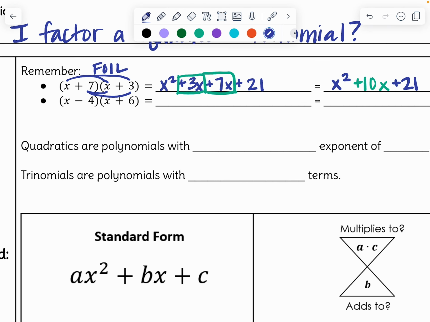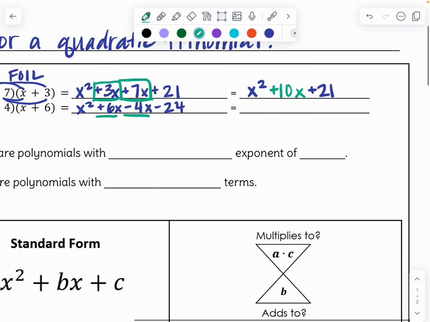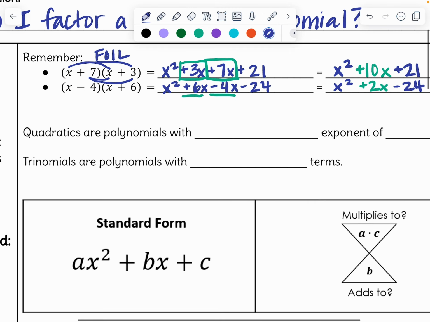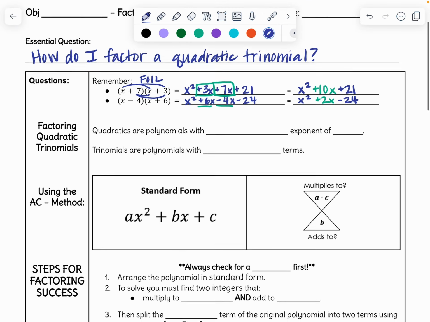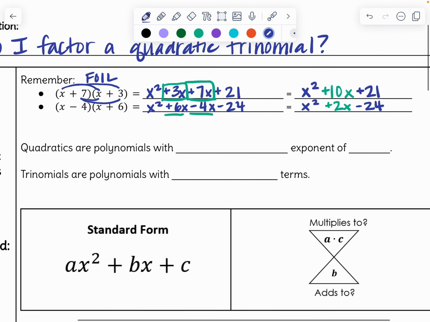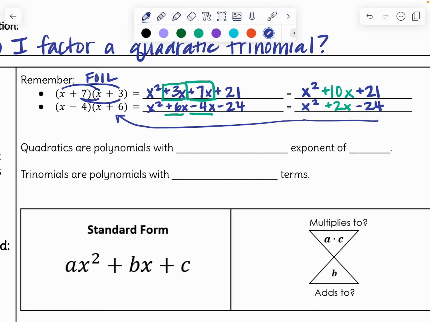So same with this second example. First, outside, inside, last would give us x squared plus 6x minus 4x minus 24, and then you would combine the like terms and end up with a trinomial, x squared plus 2x minus 24. So when we're factoring, we're going to be learning how to go from the trinomial back to these two binomials.